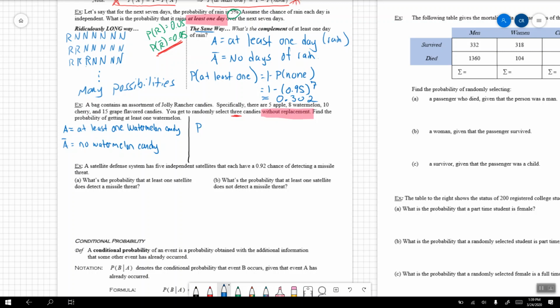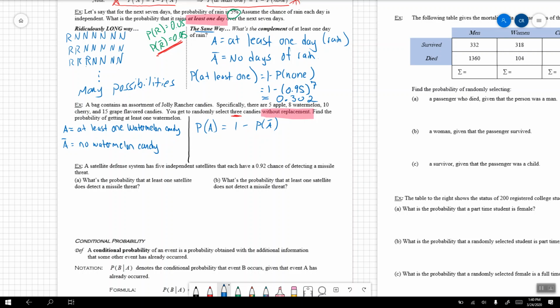All right. So here we go. So I want to find the probability of at least 1 watermelon. That's going to be my probability of what I defined as A. And this is going to be 1 minus the probability of its complement. And its complement is that we select no watermelon candy. Now for us, it's going to be kind of nice to look at this. So let's look at without replacement. This means that when we take a candy out, we are not putting it back. Therefore, this probability is going to be dependent.